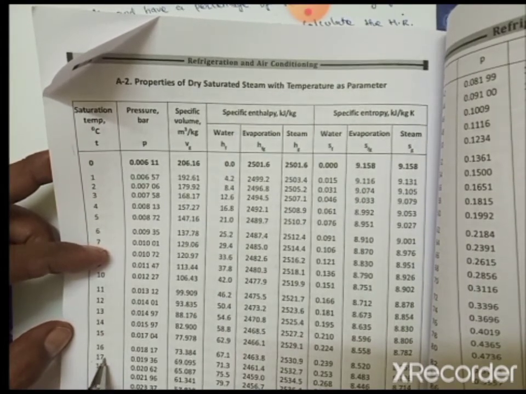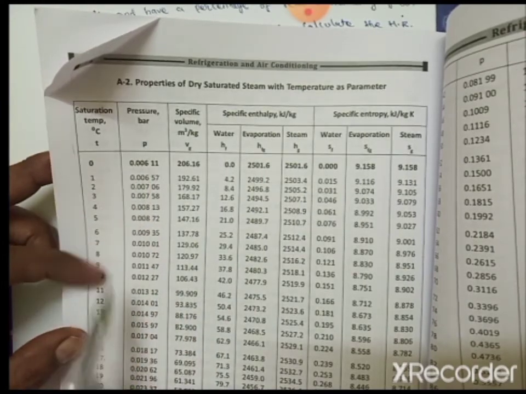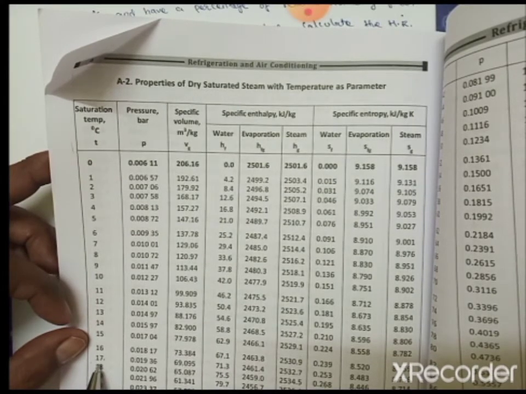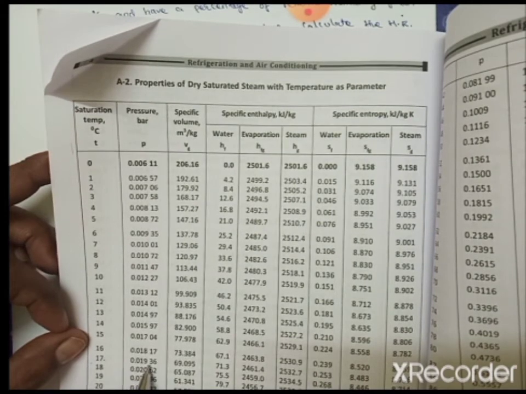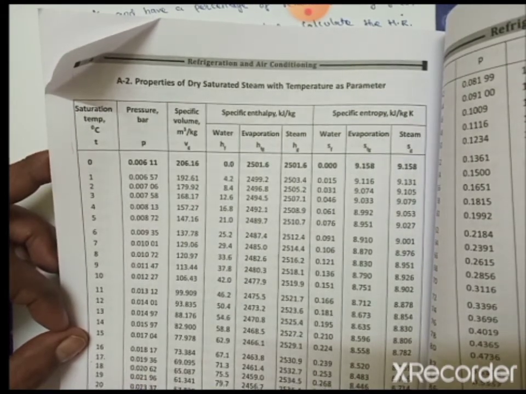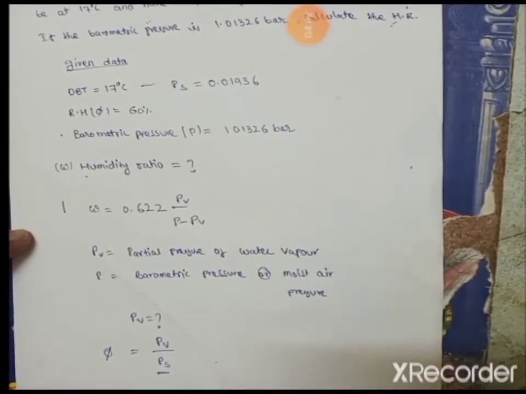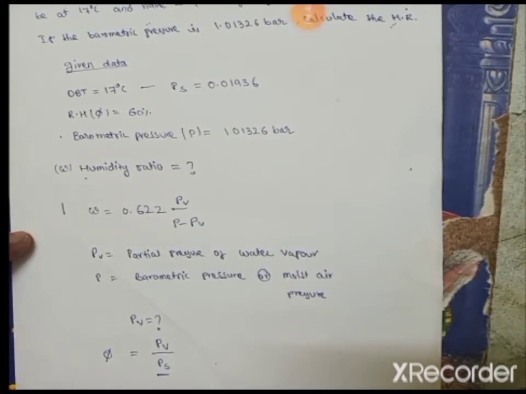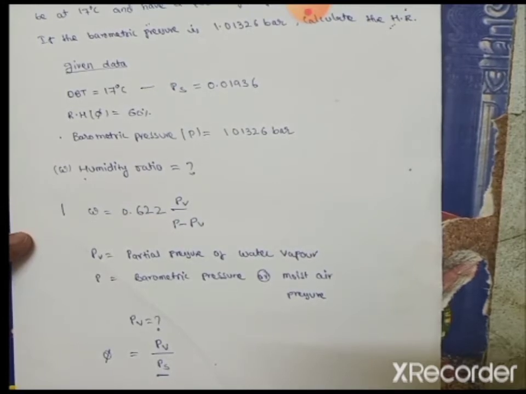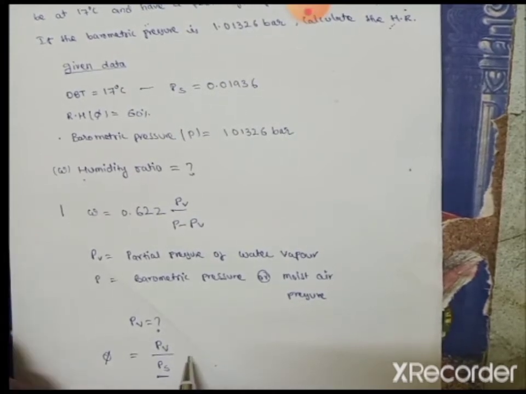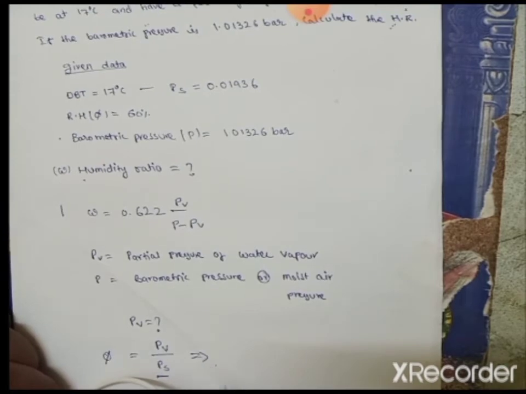So this is the pressure column, this is the temperature column, this is the specific volume column. Corresponding to 17 degrees centigrade, the value of pressure is 0.01936. This is corresponding to the dry bulb temperature. So the value of PS is 0.01936.